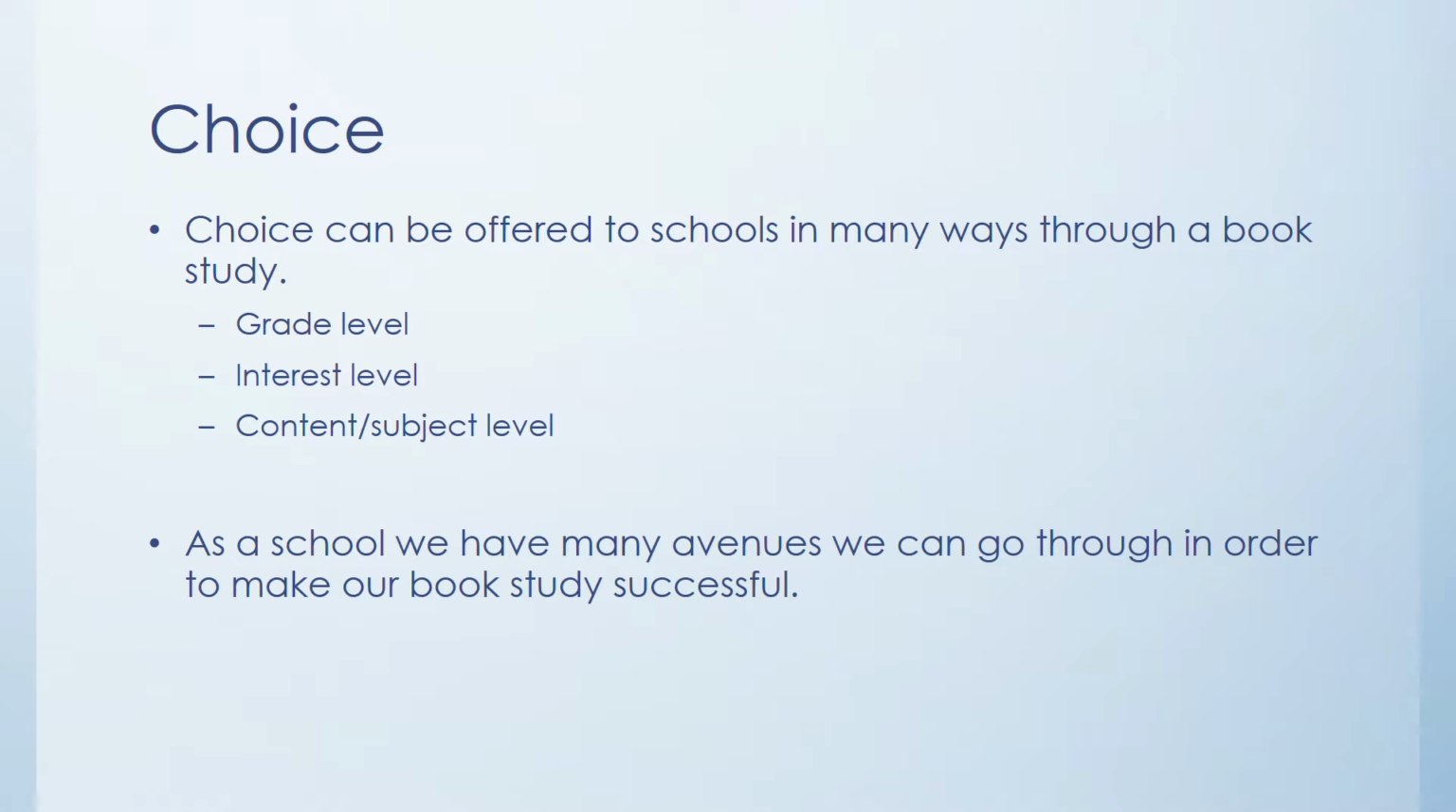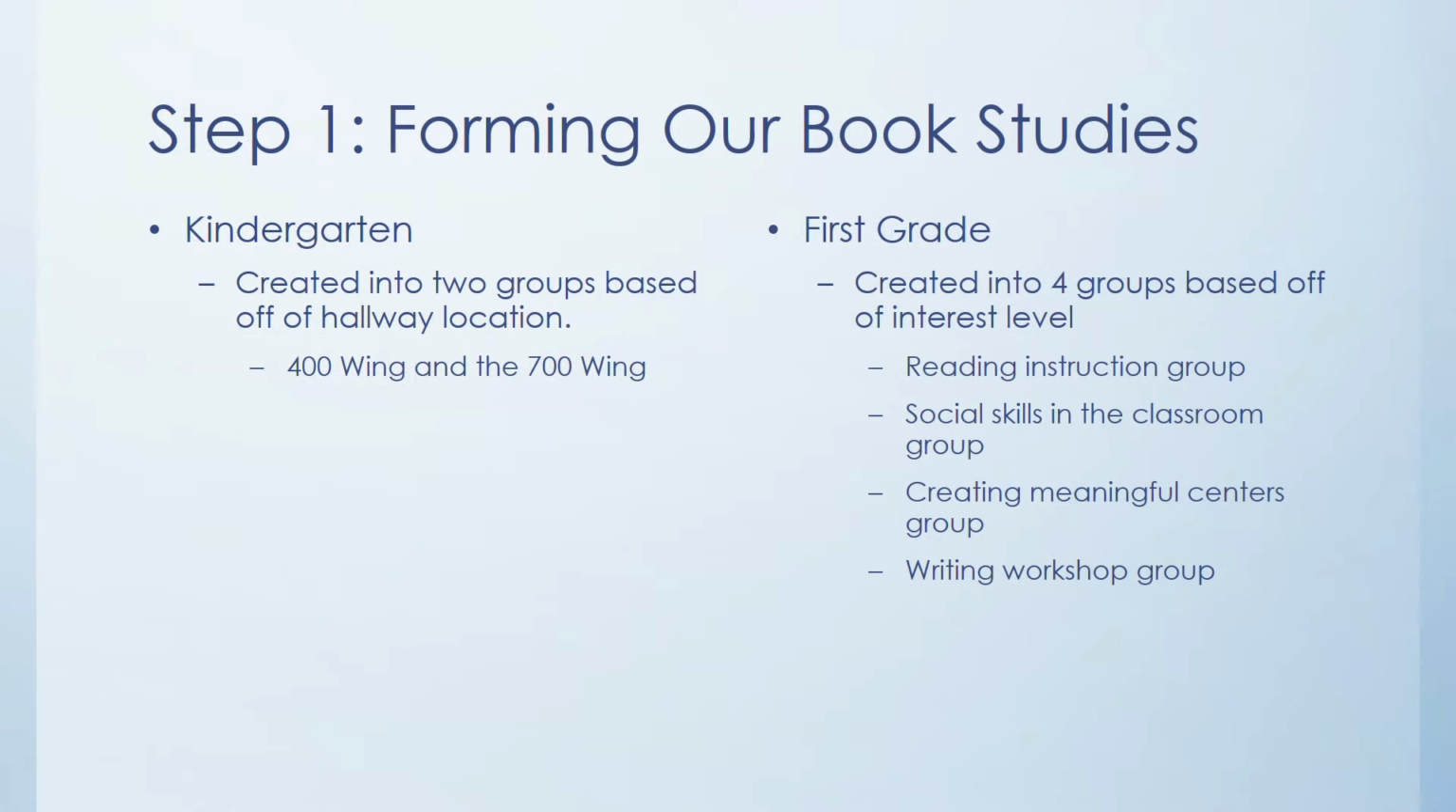And what we're going to do next is go through the steps of a book study using an example to help us understand how you can pick it and go through each one. So the first step we have is forming our book studies. So here we have a kindergarten and first grade school. Now these two grades, the school decided to do their book study and gave each grade level the ability to pick and choose how they want to formulate their book study.